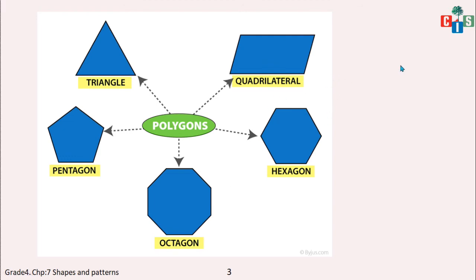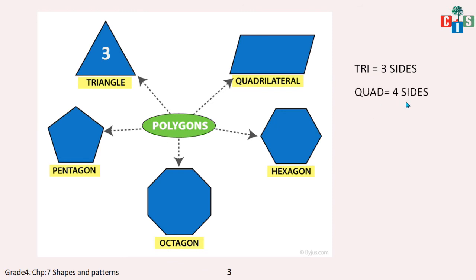Now if you have 3 sides, that is tri. Tri means 3. So if you have 3 sides, it is a triangle. Triangle is a polygon. And if you have 4 line segments or 4 sides, it is known as a quadrilateral. If you have 5 lines, it is known as a pentagon, or penta. Penta means 5.